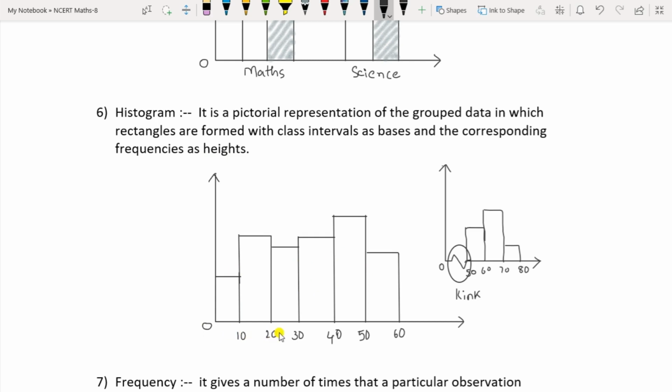Since the data given here is grouped data, this is called grouped data. So that goes on continuing, no break in between. Such a type of graph is called a histogram.